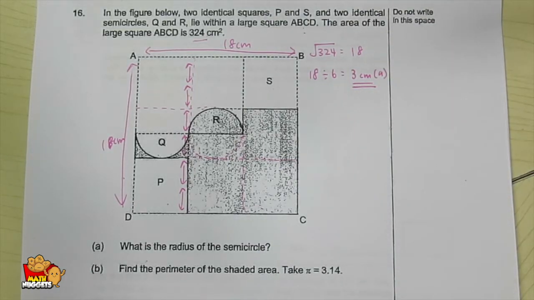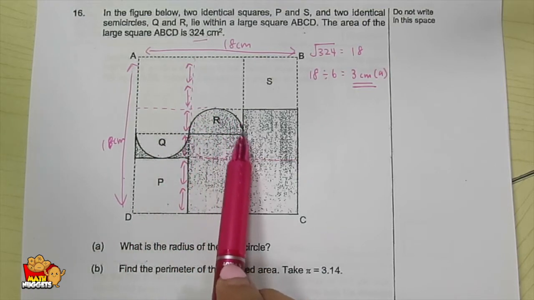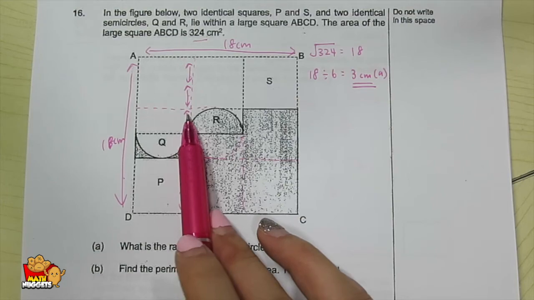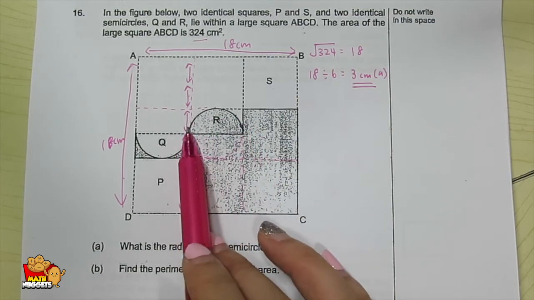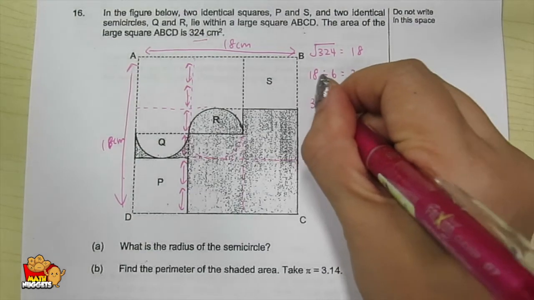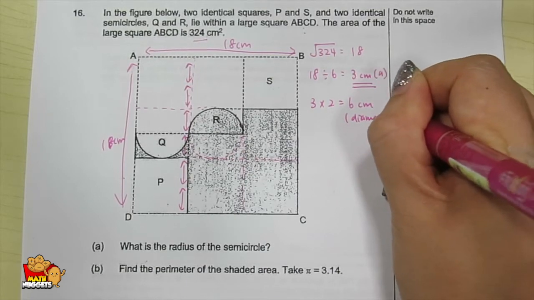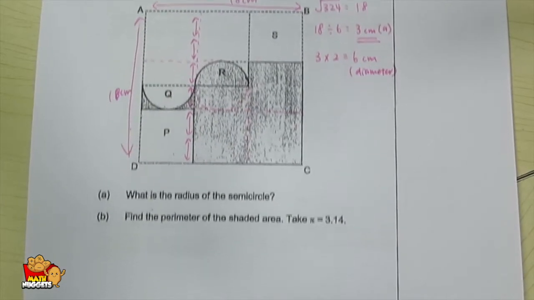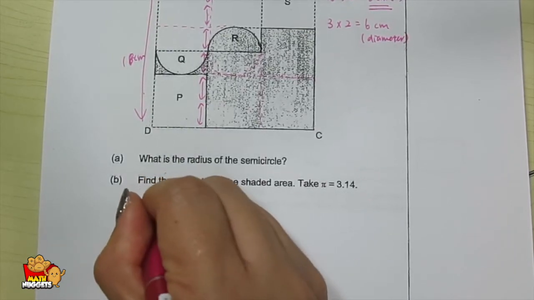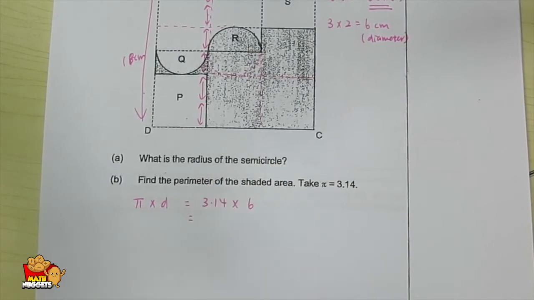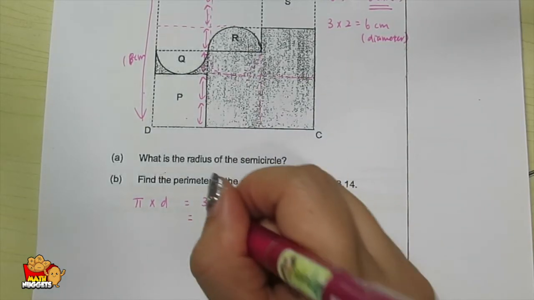With that, we can find part B, the perimeter of the shaded part. Let me find the curved parts first. I have one semicircle, two semicircles, and they make up one circle. So if the radius of the small circle is 3, the diameter would be 3 times 2, 6 cm. In order to find the perimeter, pi times diameter, which is 3.14 times 6, 18.84.